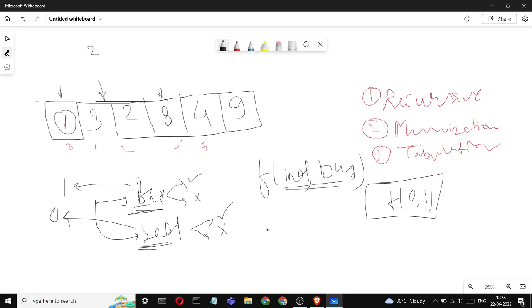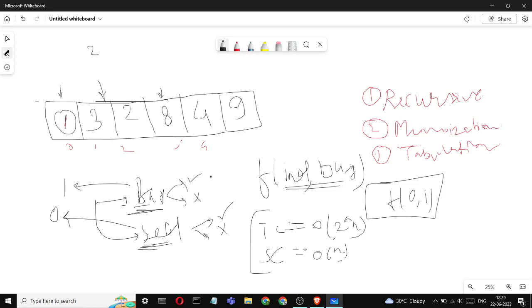And what will be the time complexity for this? The time complexity will be order of 2 power n, because you are exploring two possibilities for every index. And what will be the space complexity? That will be order of n for the recursive stack space. So this is the time complexity for the recursive one.